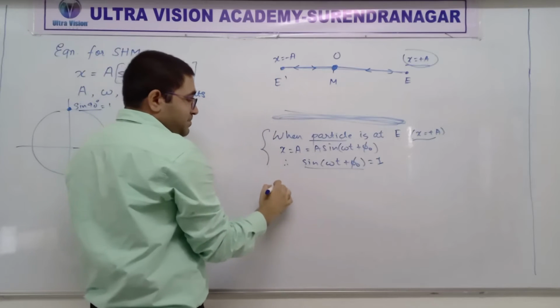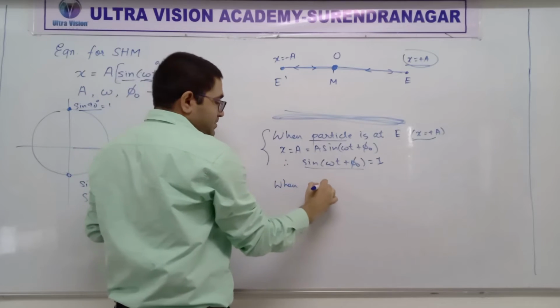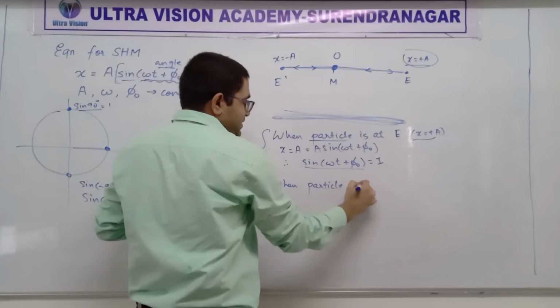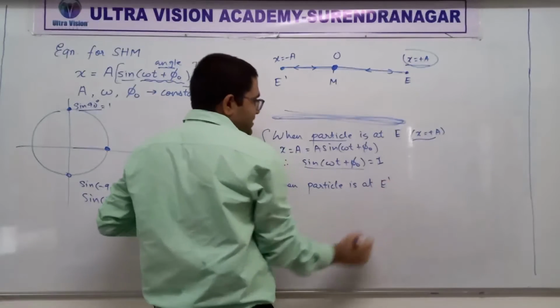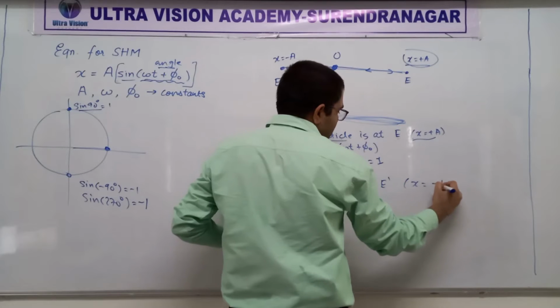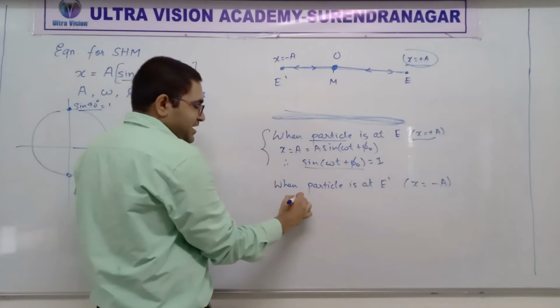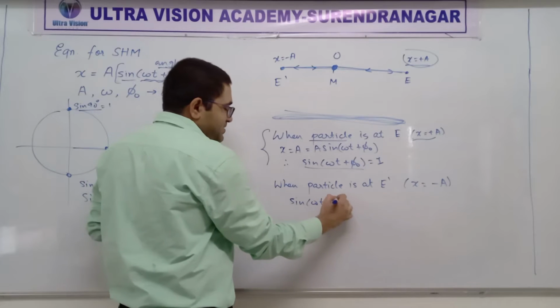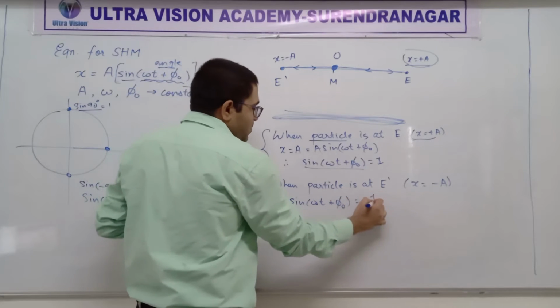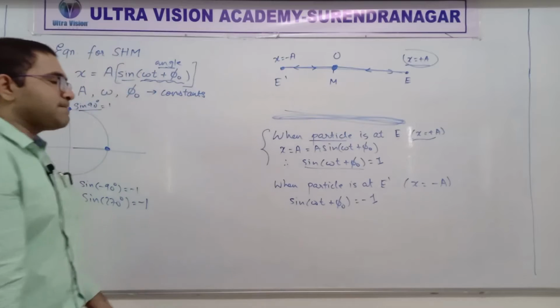Okay, so that is when particle is at E dash. E dash, that is when x will be equal to minus a. Then by doing similar calculations, you realize that we are going to get sine(omega t plus phi 0) equal to minus 1. Okay or not okay?